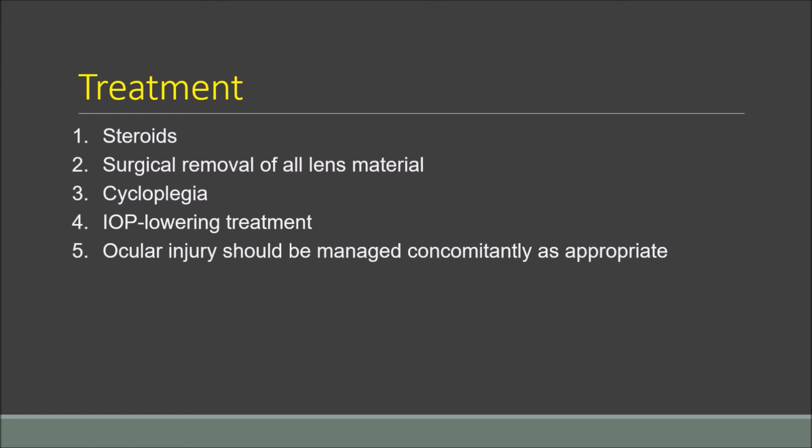Small lens fragments in the posterior segment can often be managed conservatively and will absorb slowly over months. Cycloplegia is given to make the patient comfortable and to discourage the formation of posterior synechiae. IOP lowering treatment is always indicated. Penetrating or uncommonly blunt ocular injury should be managed concomitantly as appropriate, including removal of the damaged lens.